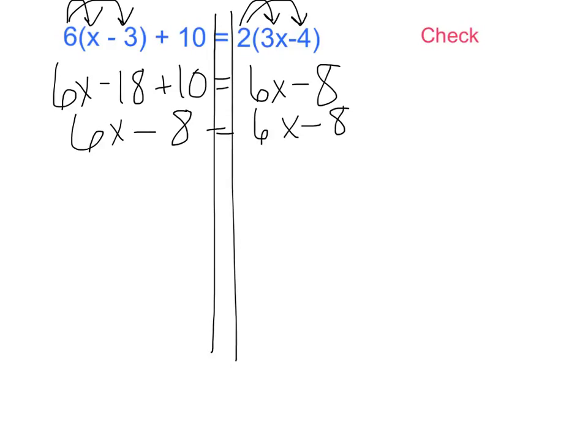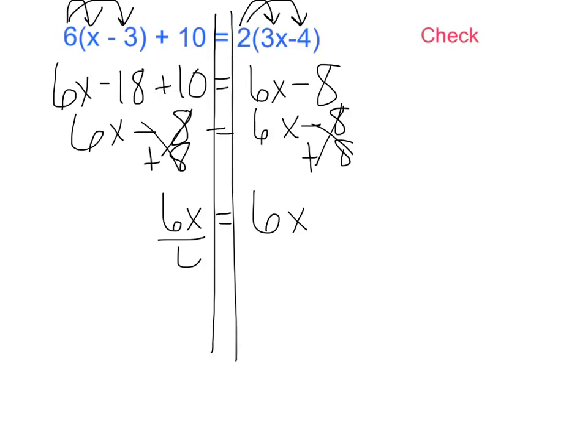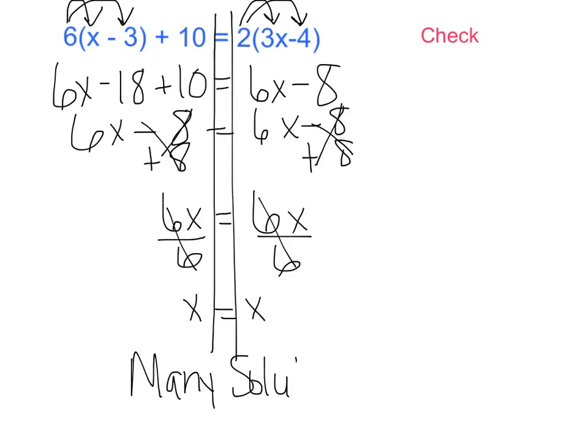So I'm going to start by adding 8 to both sides. These will cancel. 6x equals, these will cancel here, 6x. So divide by 6, divide by 6, x is equal to x. In this case, we know that x is equal to x. It's the same exact variable. So our answer would be many solutions.